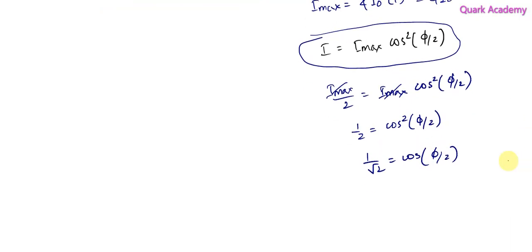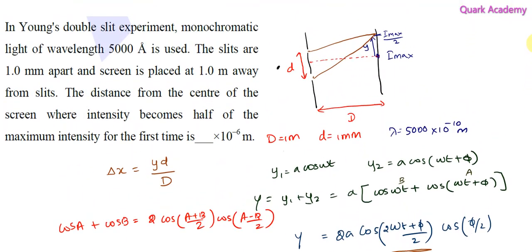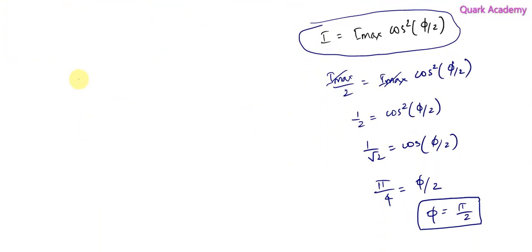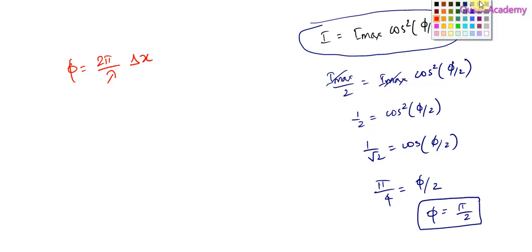So cos 45 degree is 1 by root 2. 45 degree means pi by 4. So phi by 2 will become pi by 4. From this we can find phi, which is pi by 2. So we found the phase difference and we have written the path difference. Now we need to equate both. So phase difference is equal to 2 pi by lambda times path difference. This is a relation between phase difference and path difference.